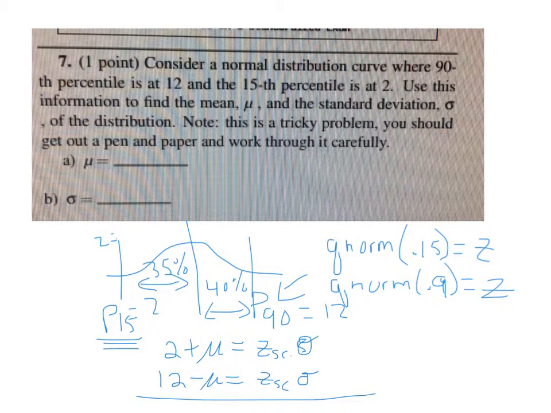Then you've got two equations, and you can just add them to solve. You'll get your sigma first, because mu plus minus mu will equal 0, and you'll have 14 equals whatever the z-scores total times sigma, and then just divide to find sigma. When you've got your sigma value, you can put it back into either one of these equations to solve for mu, and that will give you the two values you're looking for.